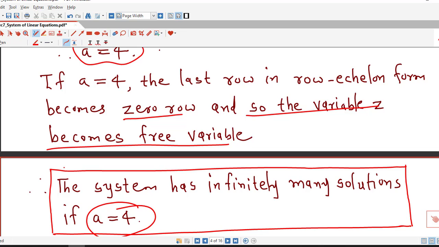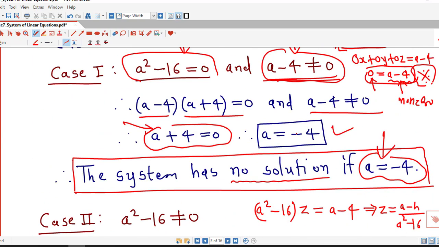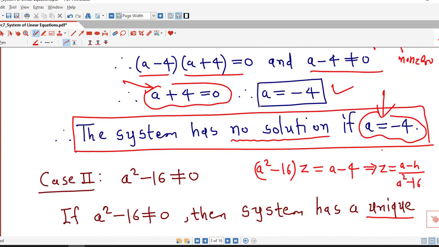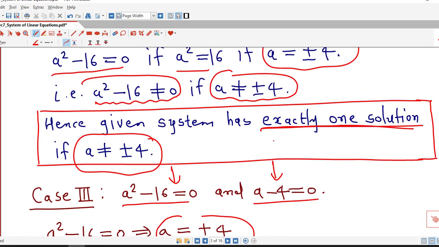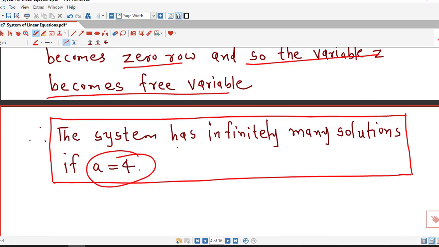So now we can see the given system has no solution if a equals −4. The given system has exactly one solution if a is not equal to plus or minus 4. And the given system has infinitely many solutions if the value of a is 4. So sometimes they can ask you this type of problem. Here we are using the idea of Gauss elimination.